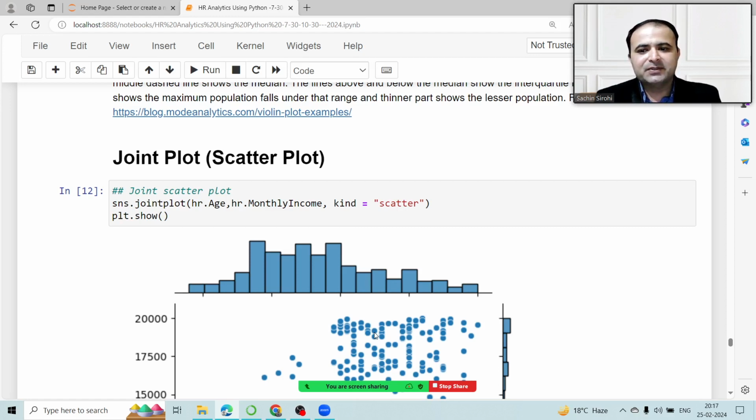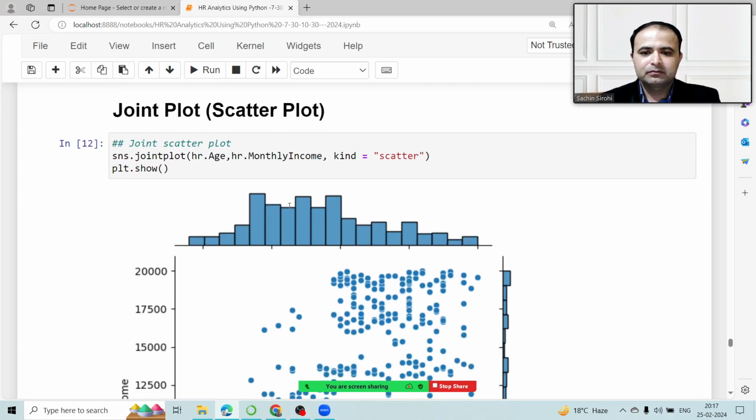So sns is the alias name of the Seaborn library, as we know very well. Actually, we want to do a joint plot, like we want to visualize the HR age and the monthly income. So we want to check the monthly income according to the age. Does the income depend on the age, or on the skill, or both of them?